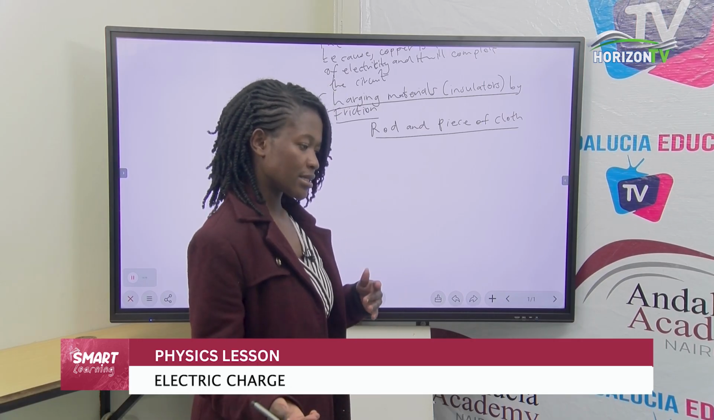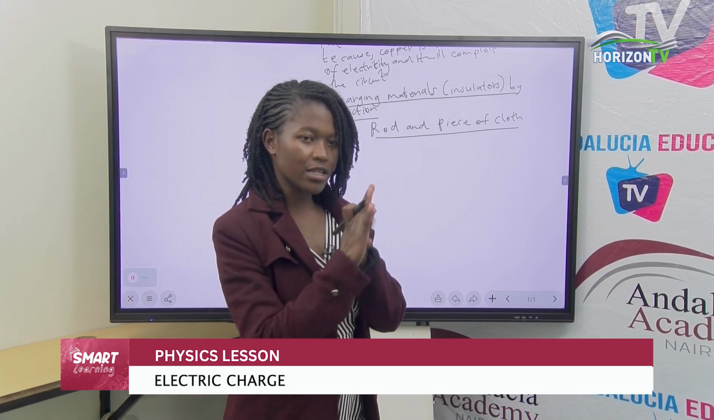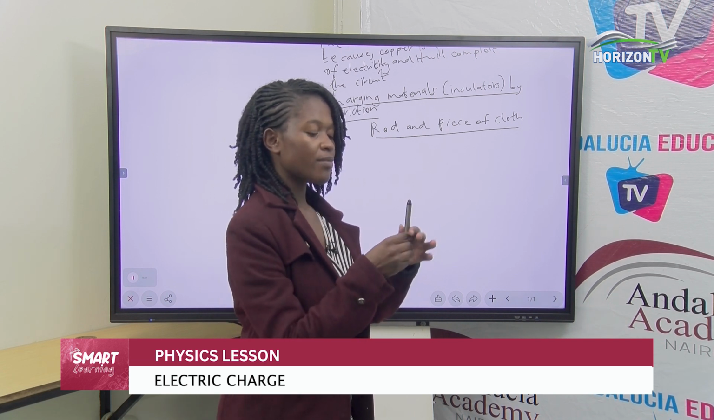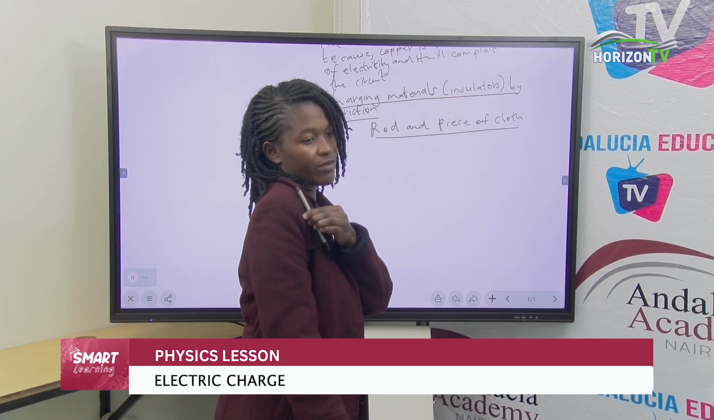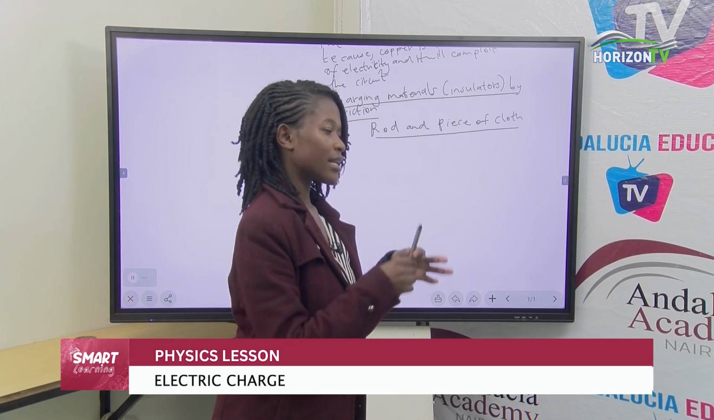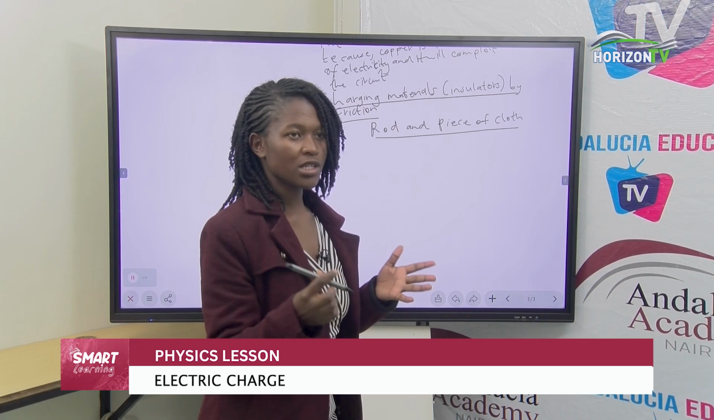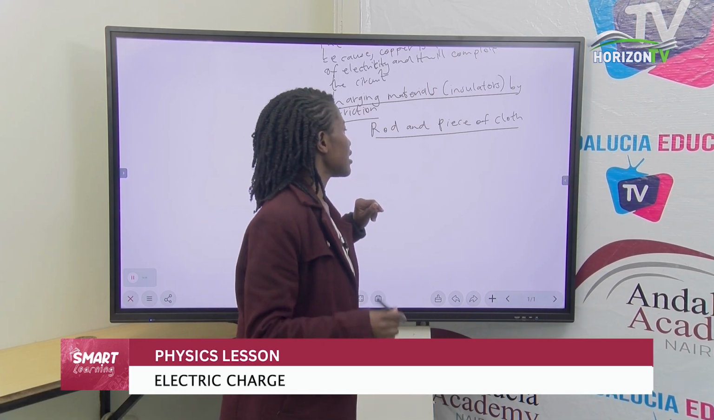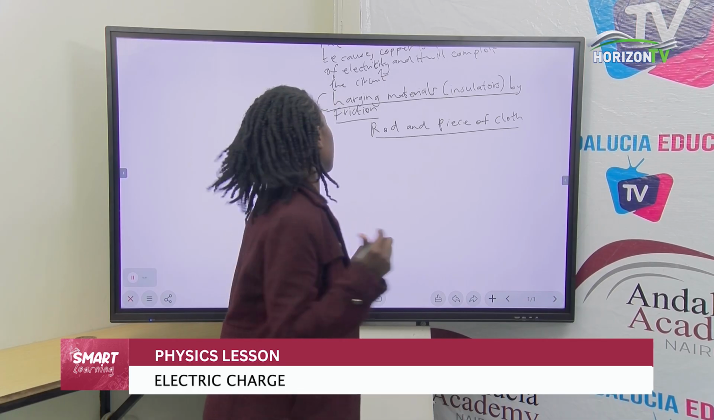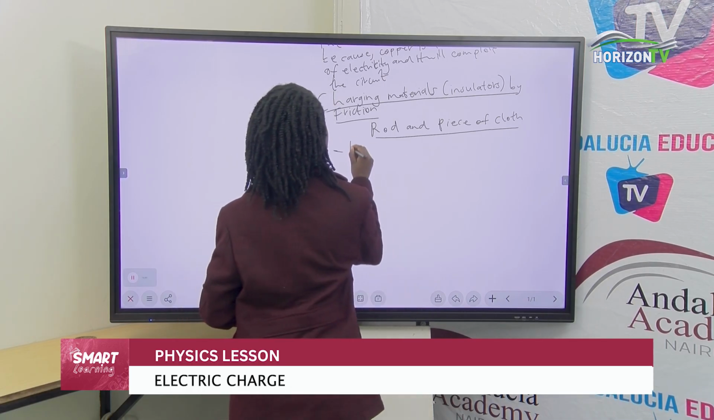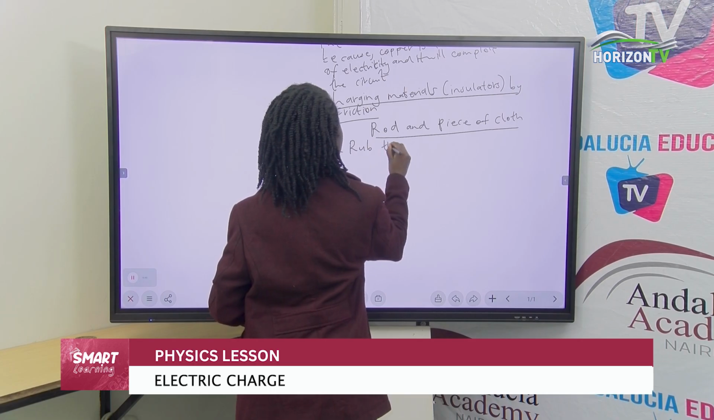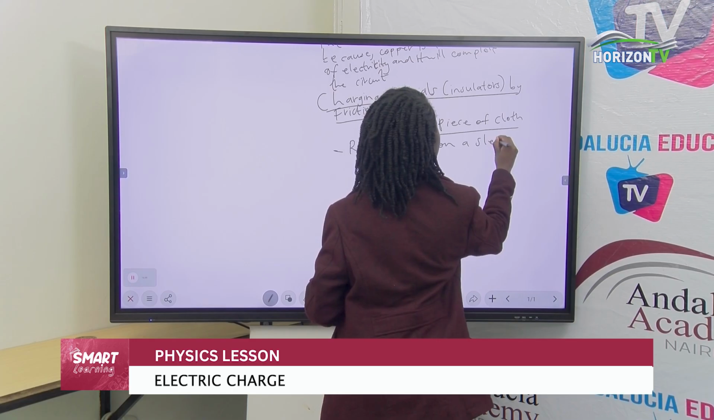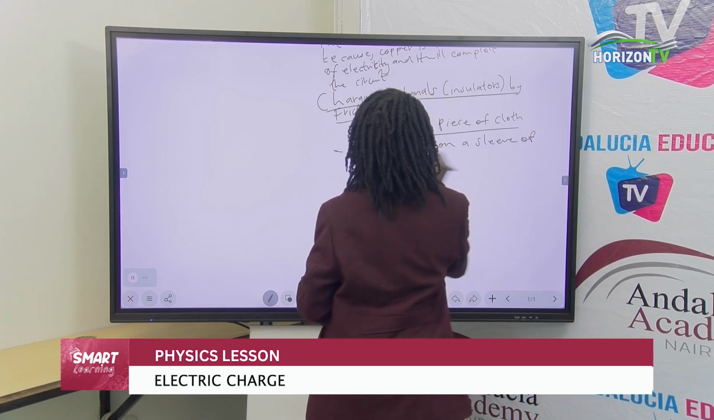We have so many ways. Even when I was rubbing, that's one example. But this rod, we're going to rub against a sleeve, or you can even use your hair, especially when you have rough hair. So we're going to rub this rod against the sleeve of a cloth. The procedure is: rub the rod on a sleeve of cloth.